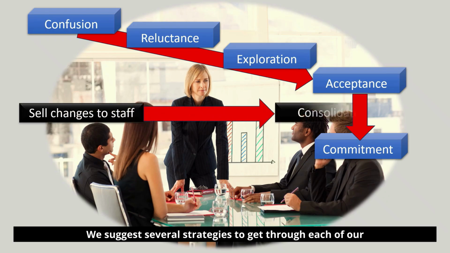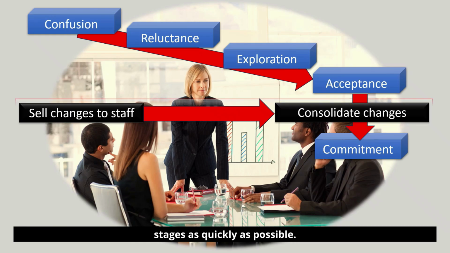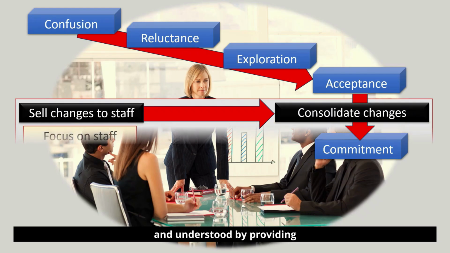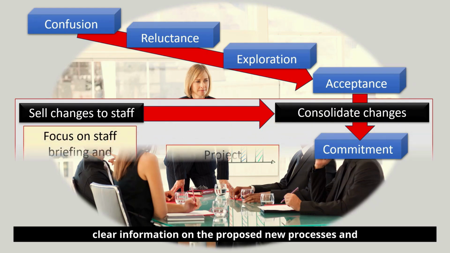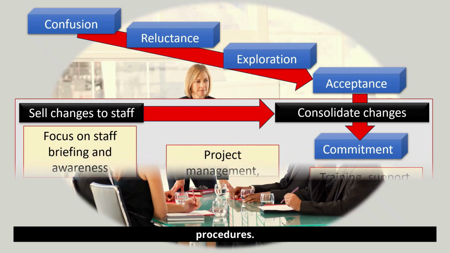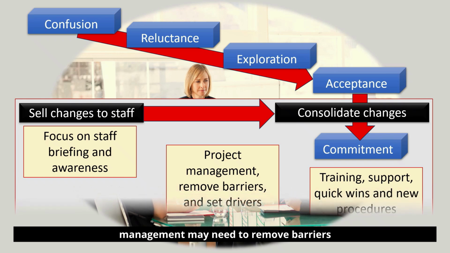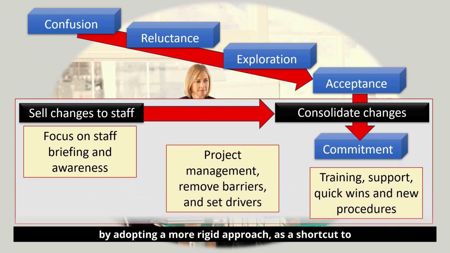We suggest several strategies to get through each of our stages as quickly as possible. It's important that the need for change has been explained and understood by providing clear information on the proposed new processes and procedures. Where the anticipated level of resistance is high, management may need to remove barriers by adopting a more rigid approach as a shortcut to getting the required changes quickly implemented. It's also possible to remove barriers by engaging team leaders and getting respected staffers to explain the benefits.